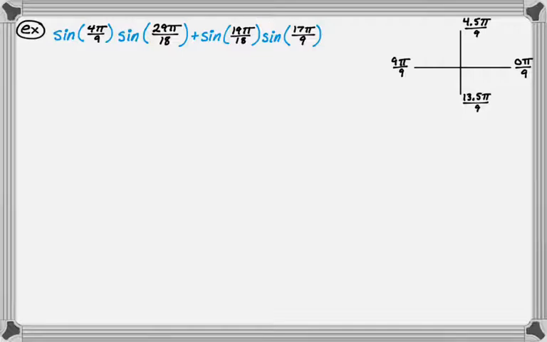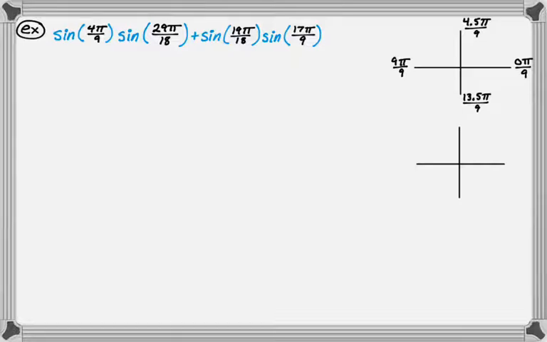The reason I'm doing that is to figure out what quadrant these weird non-famous angles are going to terminate in. So for the first one, it's 4 pi over 9. 4 pi over 9 is between 0 and 4.5 pi over 9, so I know that's in the first quadrant. So I will be able to just use sine of 4 pi over 9.